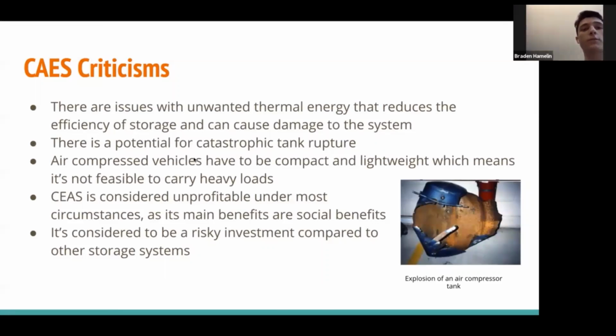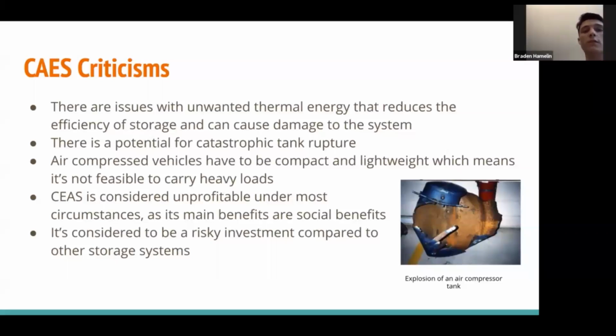Another issue is that air compressed vehicles have to be compact and lightweight, which means they're not really feasible to carry heavy loads. Think about your big rig truck that carries product from coast to coast and produces a ton of CO2 emissions. It's neither compact nor lightweight, and it will likely still be producing these emissions because this compressed air technology may not work for it.